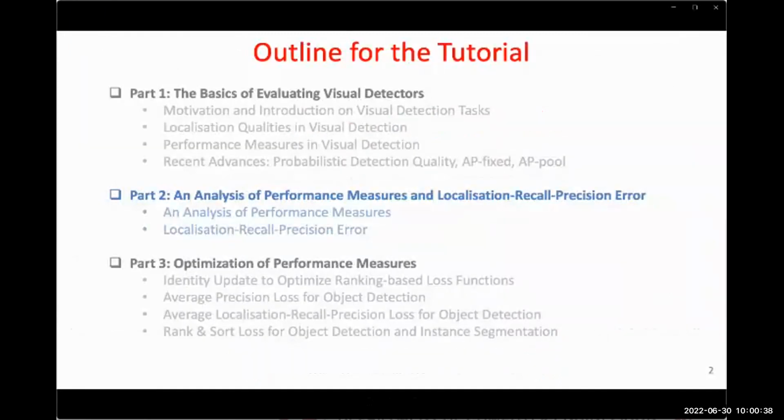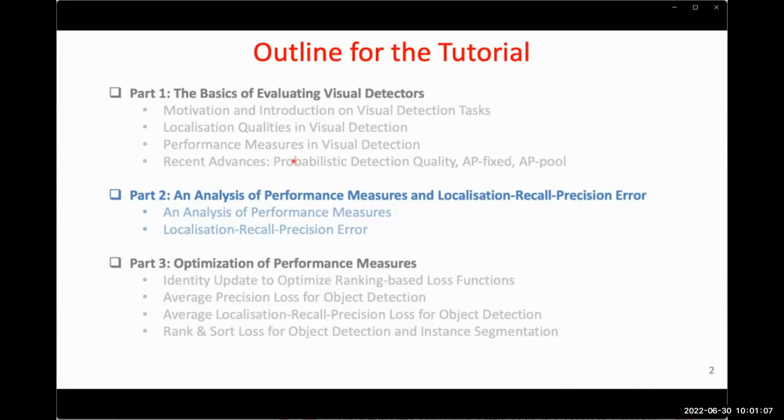Note that our tutorial has 3 parts. In the first part, my colleague Emre introduced the basics of evaluating visual detectors. Namely, he motivated and briefly described different visual detection tasks. Then he talked about different localization qualities used in visual detection tasks. After that, he introduced commonly used performance measures in visual detection. Finally, he provided a quick overview of the recently introduced performance measures.